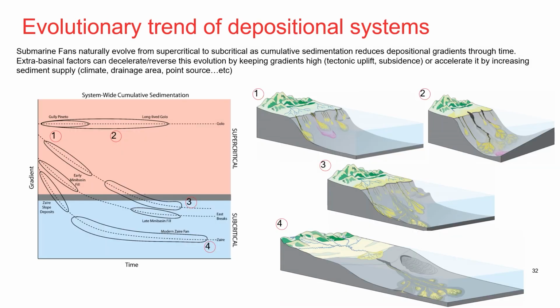All in all, submarine fans naturally evolve from high gradient to low gradient behavior as cumulative sedimentation reduces depositional gradients through time. Extra-basinal factors can decelerate or even reverse this evolution by keeping gradients high through tectonic uplifts or subsidence, or even if major collapses force a reset of the system. On the other hand, factors that enhance sediment supply, like climate or the development of a point source, can accelerate this evolution.